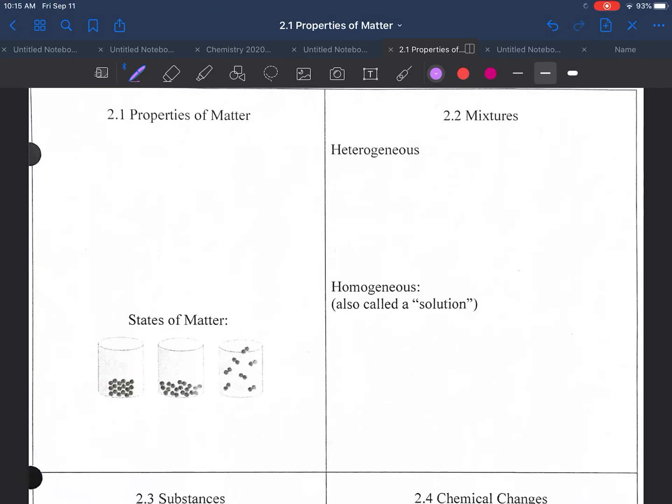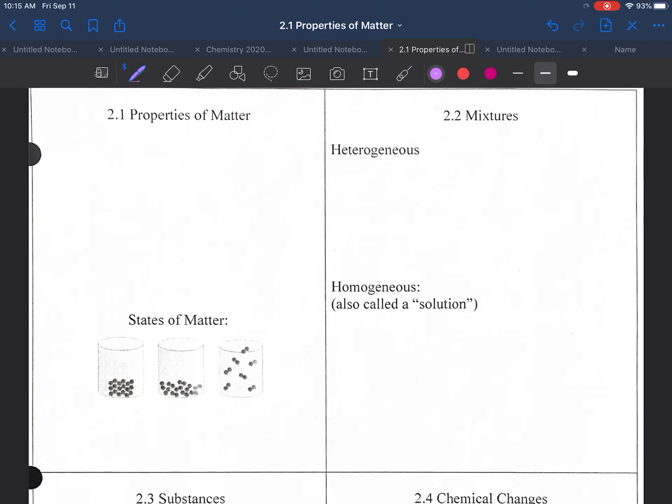Hi class, I'm going to go over Unit 2 and the 4 sections that make it up here on this sheet. So you can get this sheet from online if you weren't in class. Otherwise, you should have this already filled out if you were in class the day we went over it.